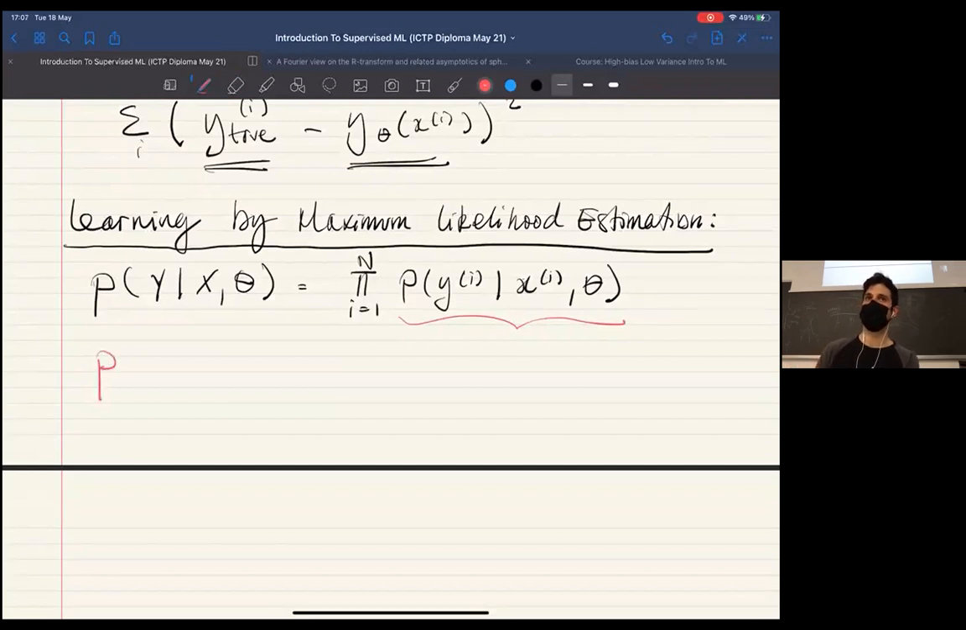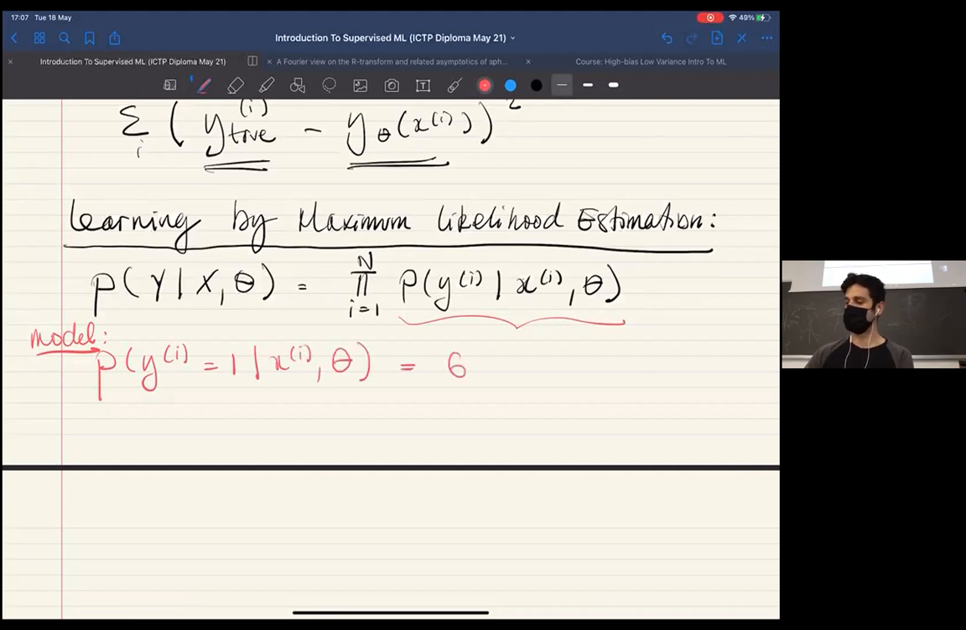We assumed the model is that the probability that a label is equal to +1, given an input sample and our parameter, is a logistic applied to the linear projection, the inner product between our classifier and the sample. This is our model. This is the model we chose to do classification, okay?